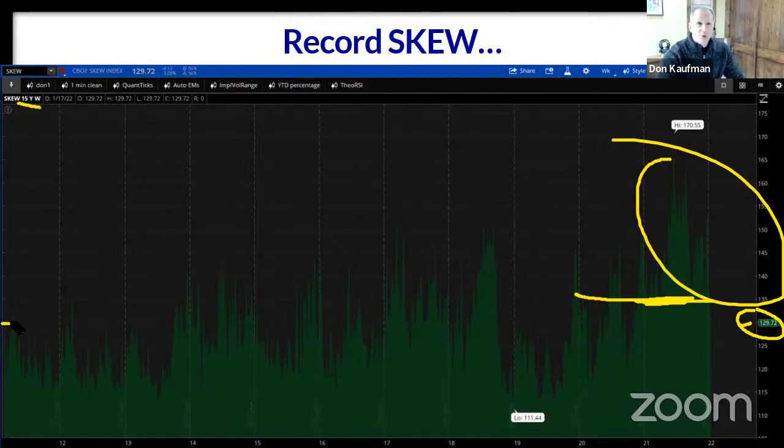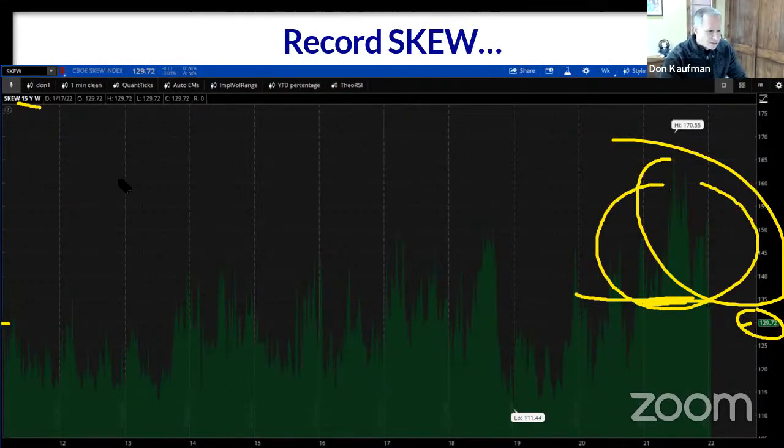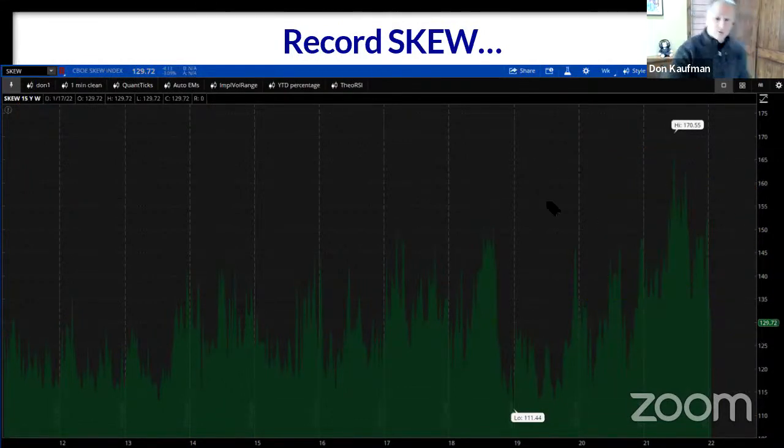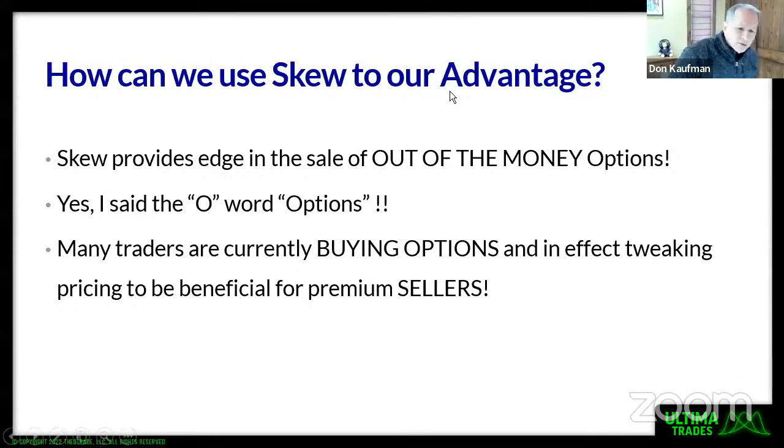They only started recording it in 2011, and the current environment has been the highest Skew ever recorded. So what is so important about Skew? Well, Skew provides a significant advantage. Skew provides edge in the sale of out of the money option premium, because I want to put it in kind of brass tacks, in definitive language, so that you understand what we're looking at and why we even bother looking at it.